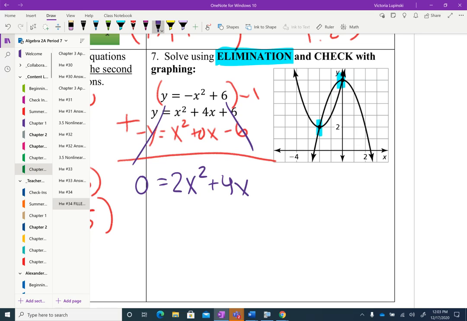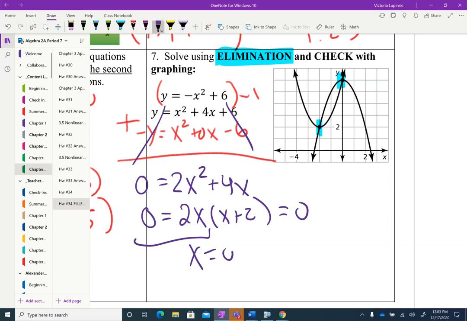So now I have to solve. The best way for me to solve is to factor out the greatest common factor. Does anybody know what the greatest common factor is? 2x. Thank you. And you're left with x plus 2. You're going to set each parentheses equal to 0. So if you set 2x equal to 0, you're going to get x equals 0. If you set x plus 2 equal to 0, you're going to get negative 2. Your answers are 0 comma something and negative 2 comma something.